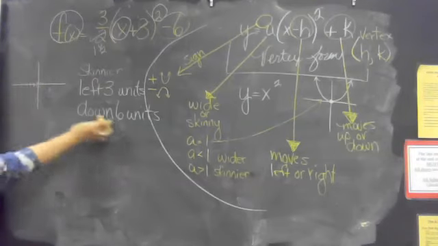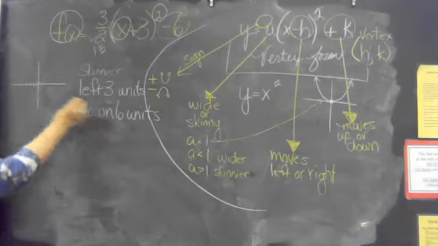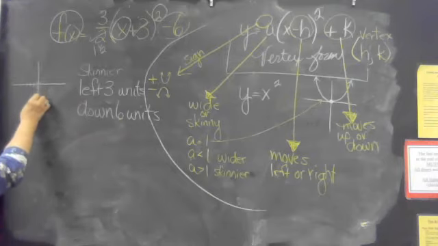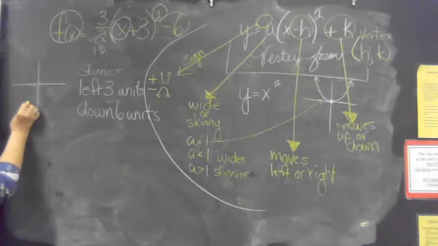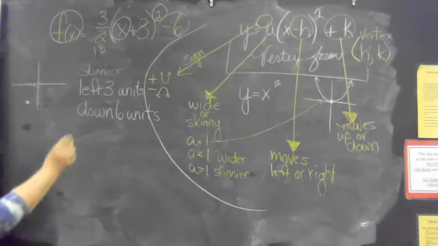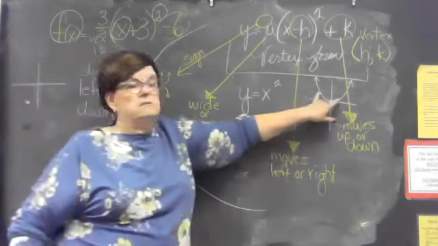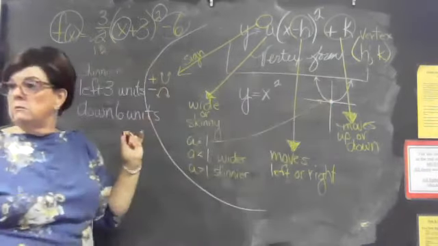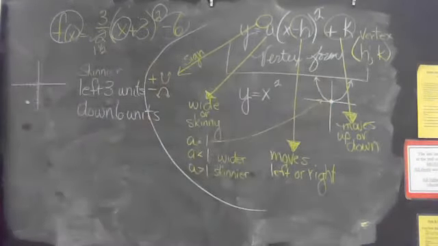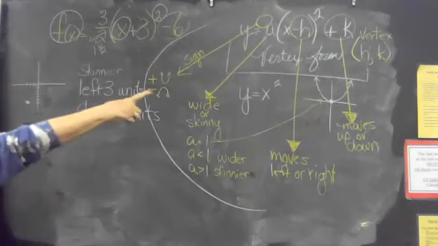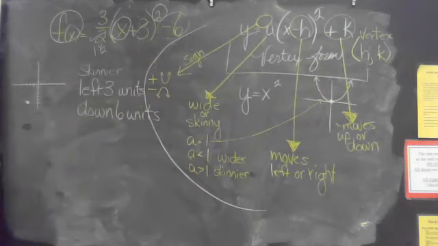It's here. But then it moved down 6 units. 1, 2, 3, 4, 5, 6. So now the vertex of this parabola has moved. Okay? And the only thing you can do without making a T-chart is just to make your parabola look skinnier.